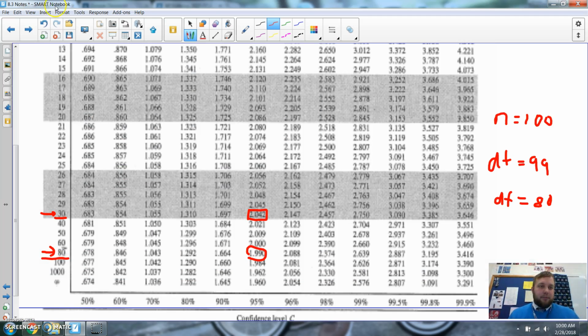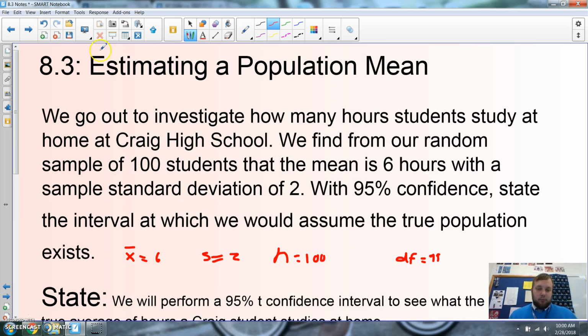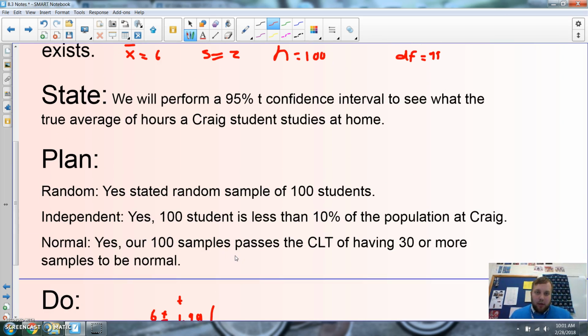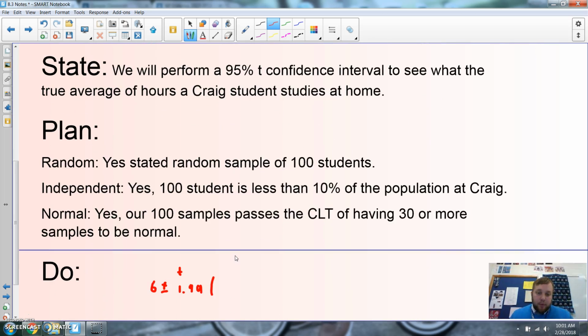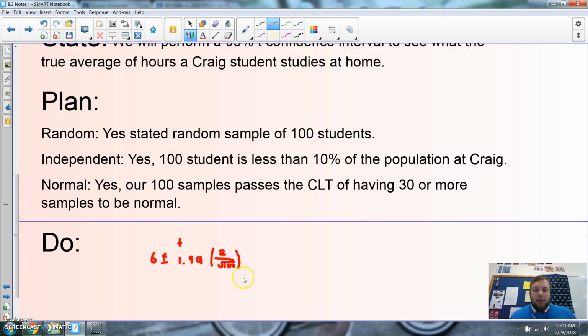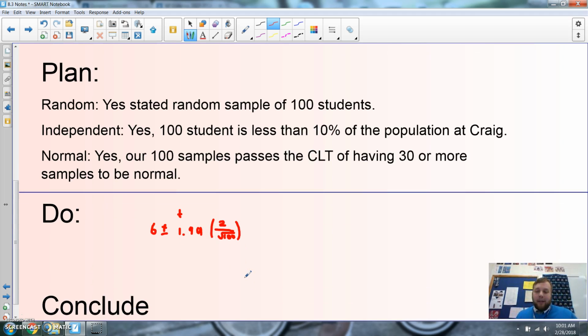Degrees of freedom of 99 does not exist, so I'm going to have to select 80, and I want to be 95% accurate. So I'm going to put in 1.99. That's actually really close. And if we knew the actual standard deviation, it would be 1.96. So we're just making it a little bit wider. Times my standard deviation, and since I don't actually know it, is 2 hours. However, I did sample 100 students. So, I'm going to just calculate that out, put it in my calculator, and I'll be right back.